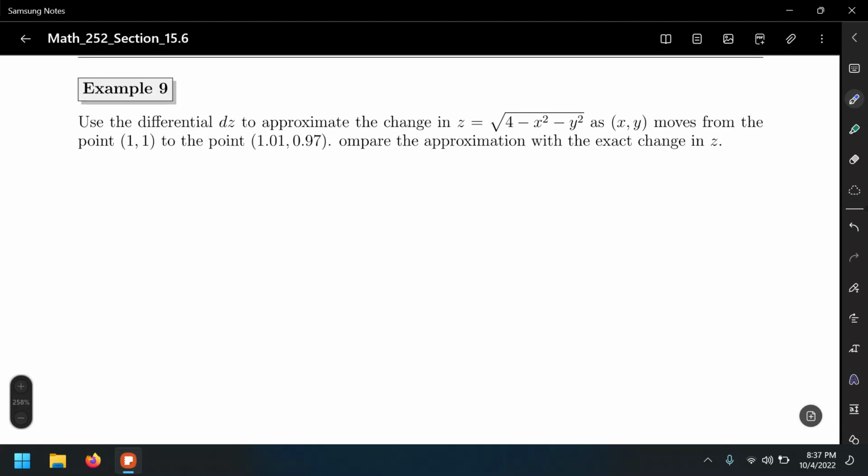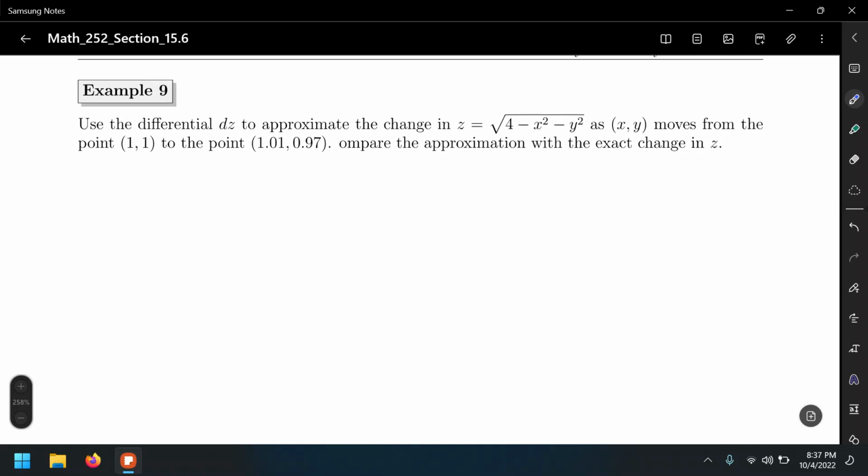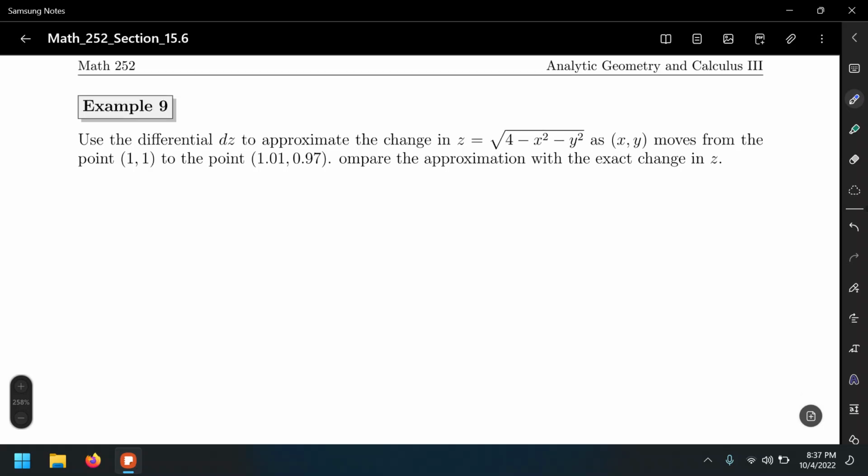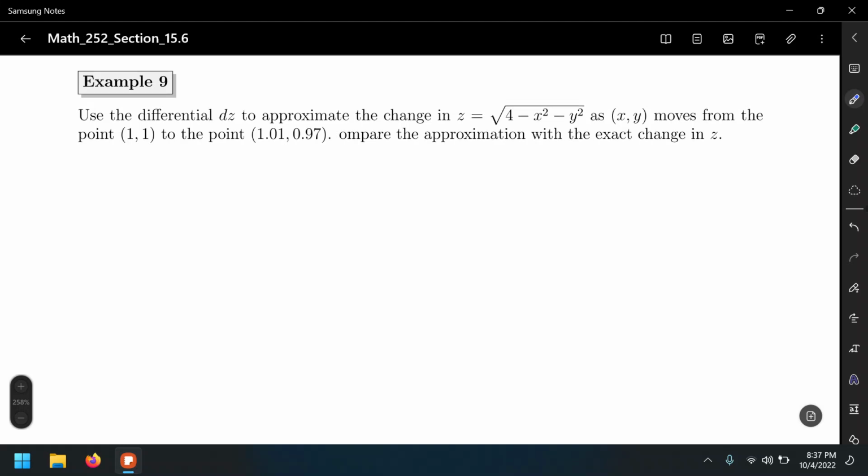approximation for this function. Use the differential to approximate the change in z as (x, y) moves from the point (1, 1) to the point (1.01, 0.97). Compare the approximation with the exact change in z. All right.